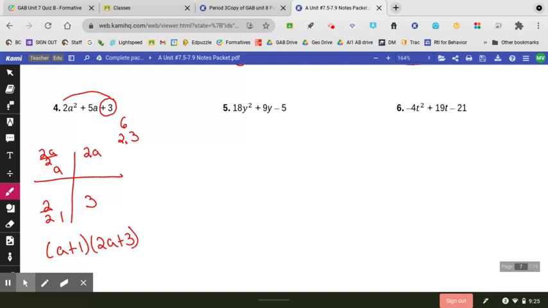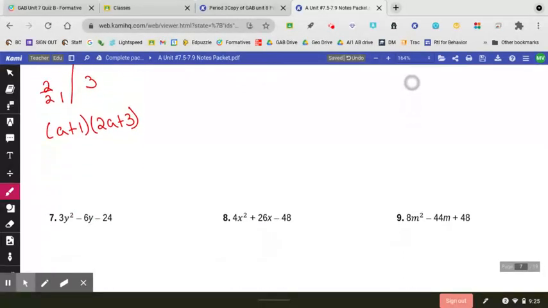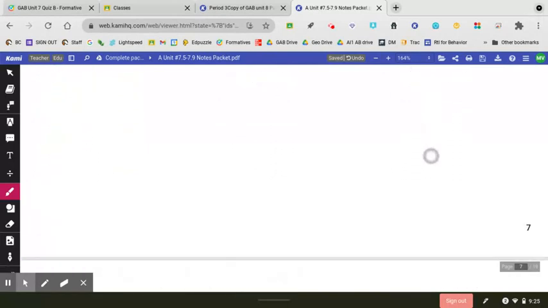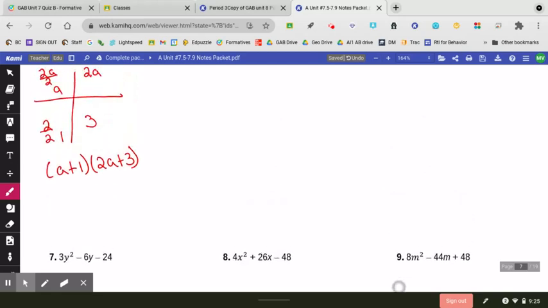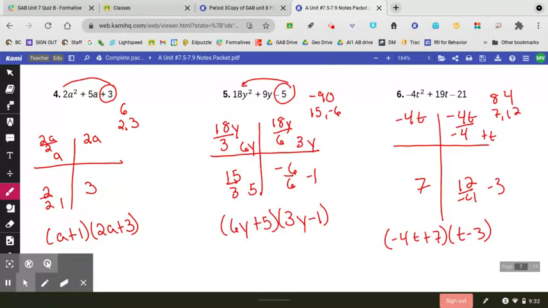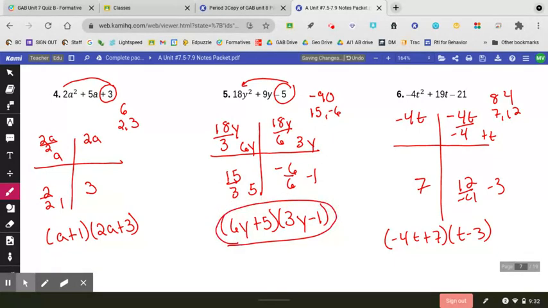I want you to pause and do 5 through 9 and come back and check. Okay, so I did these. So 5 should be 6y plus 5 times 3y minus 1. 6 should be negative 4t plus 7 times t minus 3. Remember, if you need to pause to take a closer look, please do that.